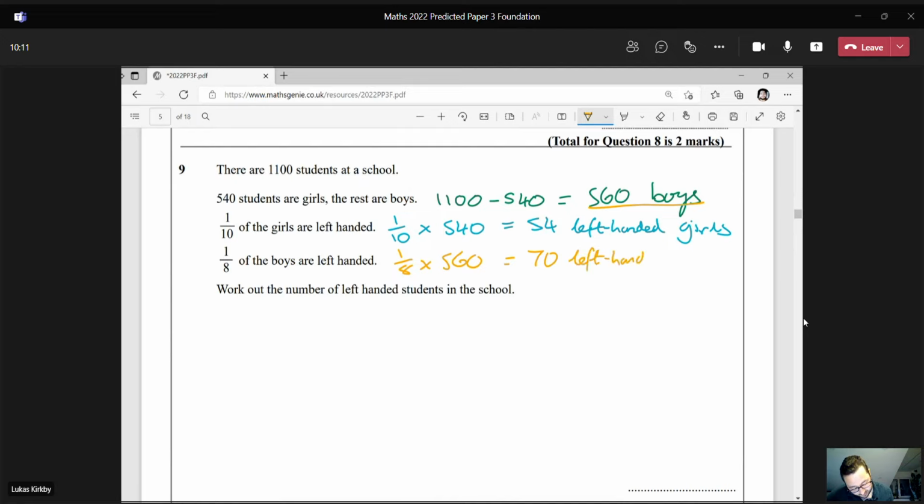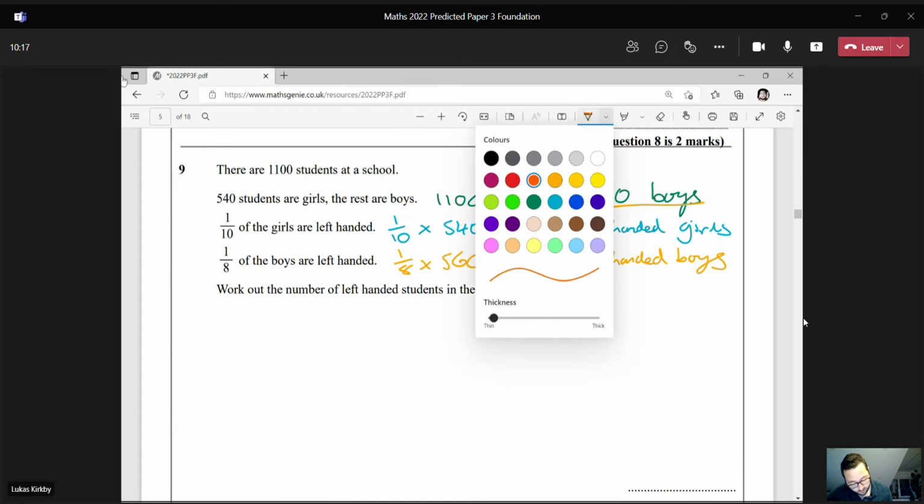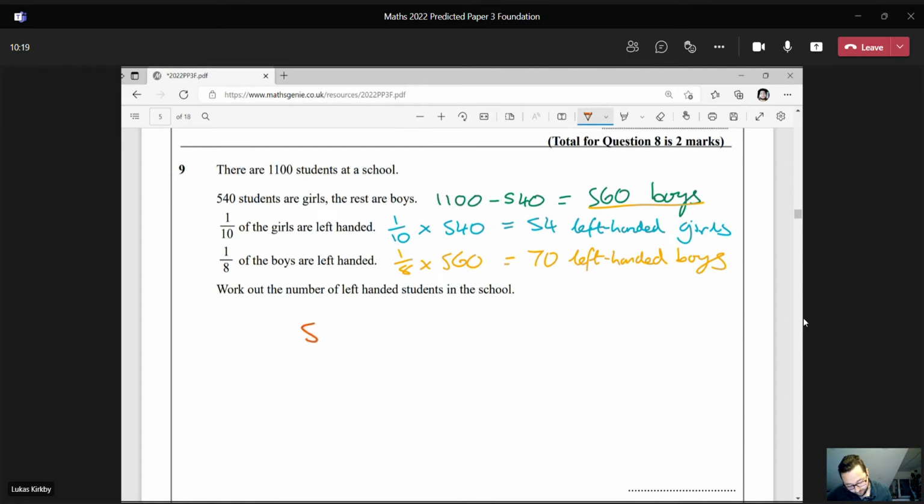left-handed boys. Then we want to work out the total number of left-handed students in the school, so that is just going to be 54 plus 70, which is 124 left-handed students. Lovely.